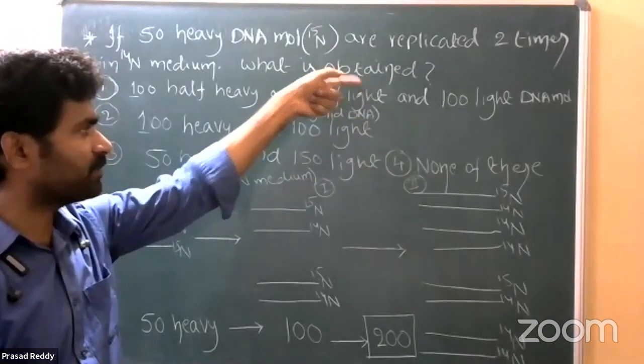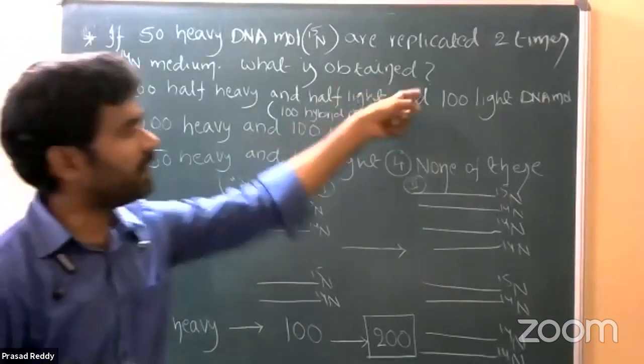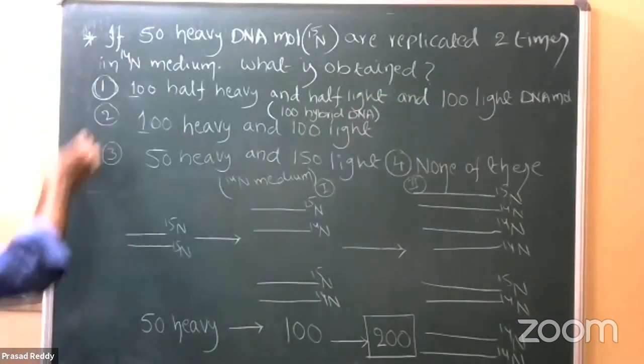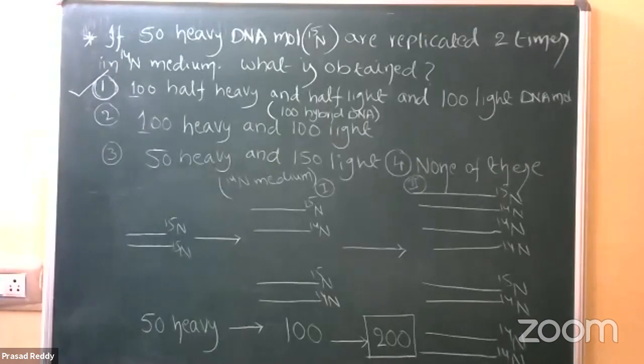So what is the meaning of this statement? 100 hybrid DNA and 100 light DNA molecules. So which option is correct here? The first option is correct.